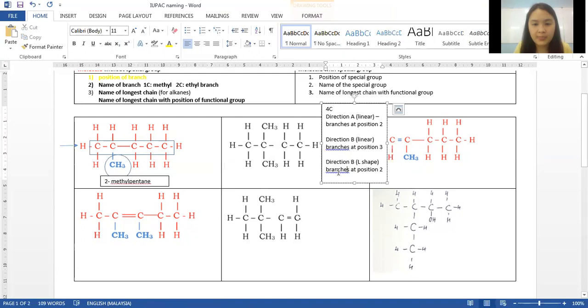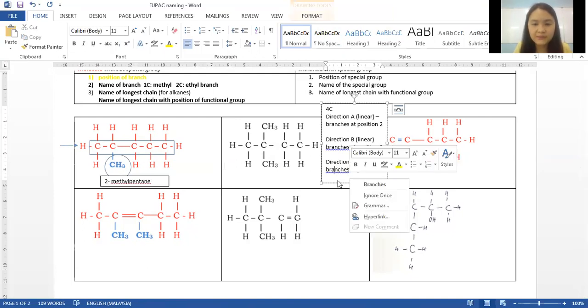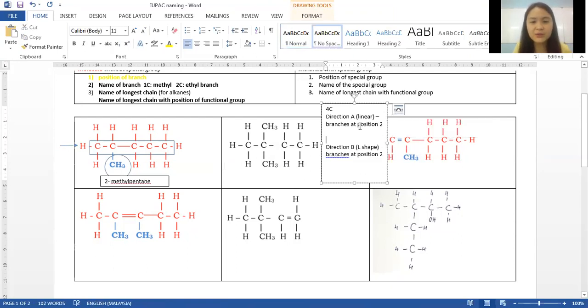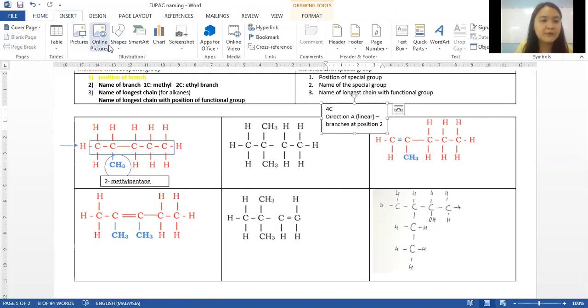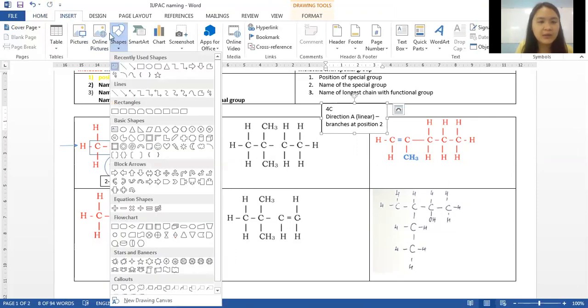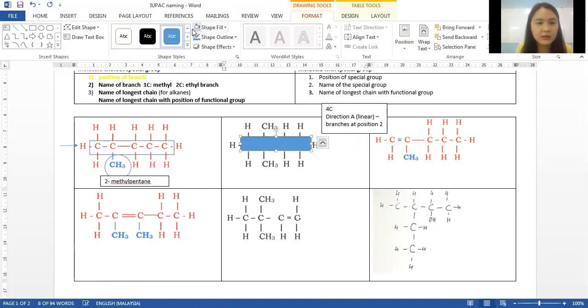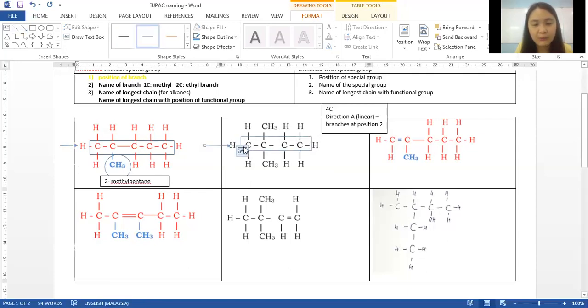So if that's the case, direction B, linear, is definitely out. Next, between direction A, linear, and direction B, L shape, you can choose either one. For me, to make my life easier, I will normally go for the linear ones. So for this particular molecule, I'm going to read it from direction A, which is over here, and I will read it linearly.